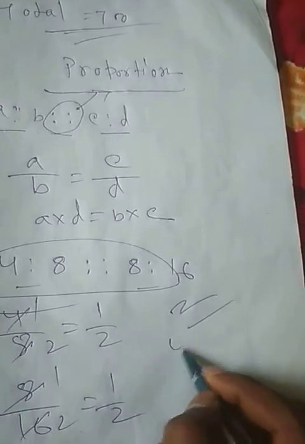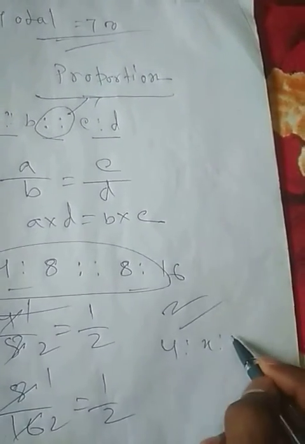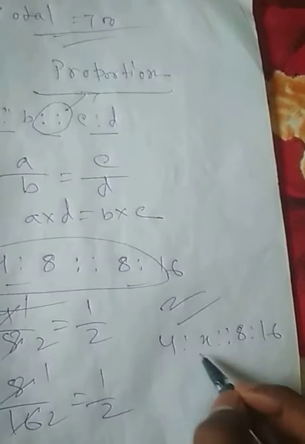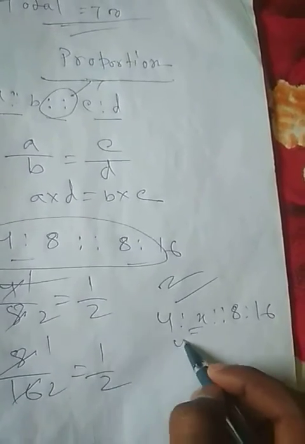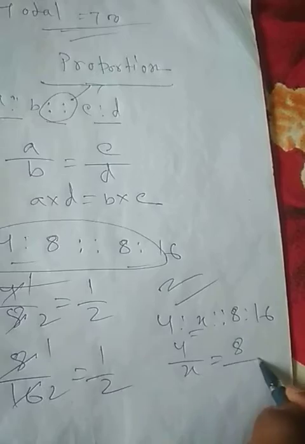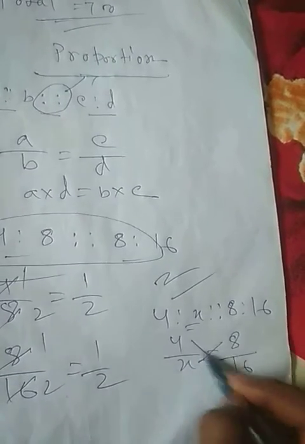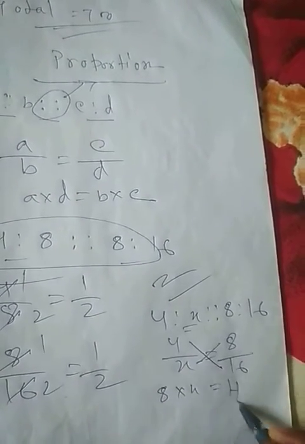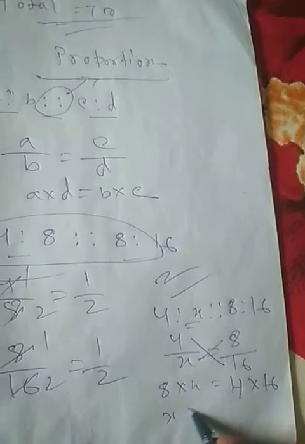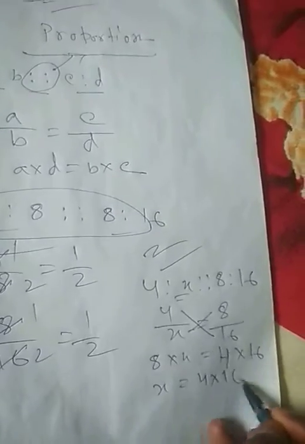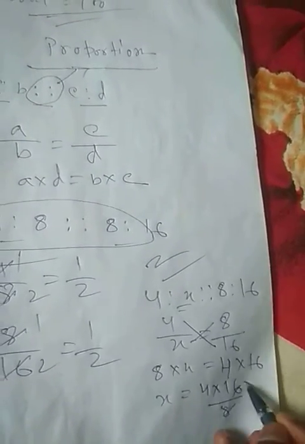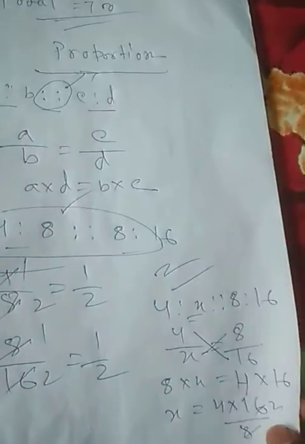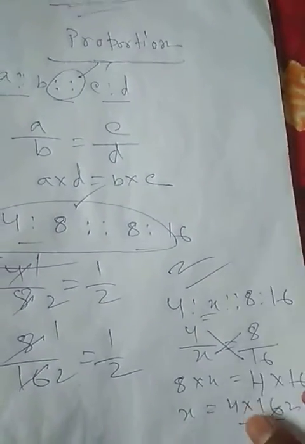This is how you can check, and you can find out the missing term from that formula. Like here, if it is given 4 is to x equal to 8 is to 16, find out the value of x. How you can find out? Here 4 by x equal to 8 by 16, so cross multiply. So 8 into x equal to 4 into 16. So I got x equal to 4 into 16 by 8. So I got x equal to 8. This is the way to find out the missing term.